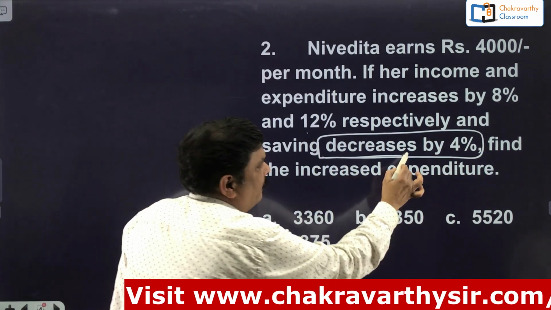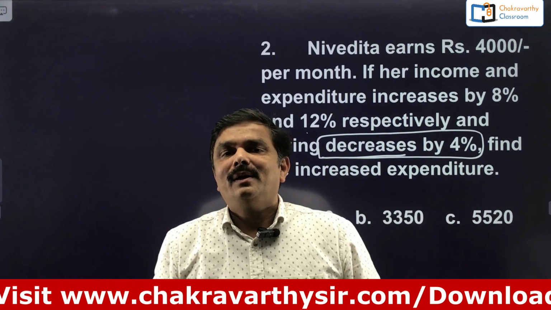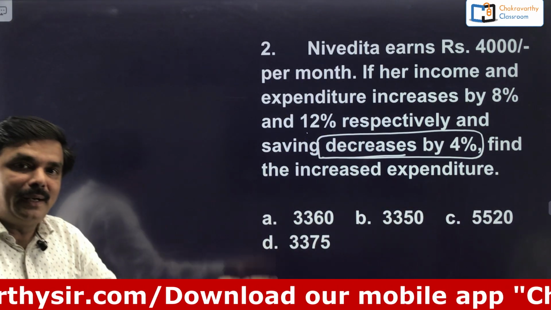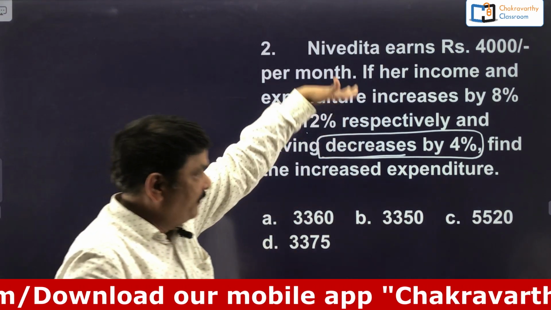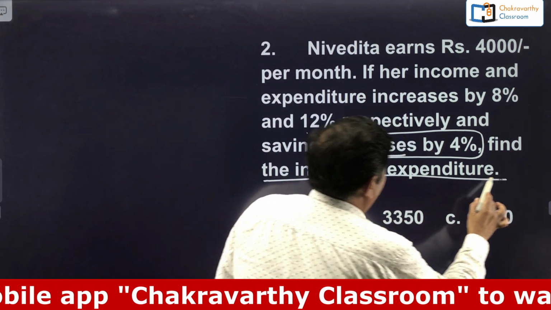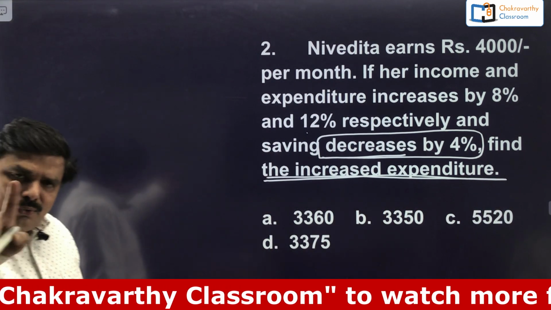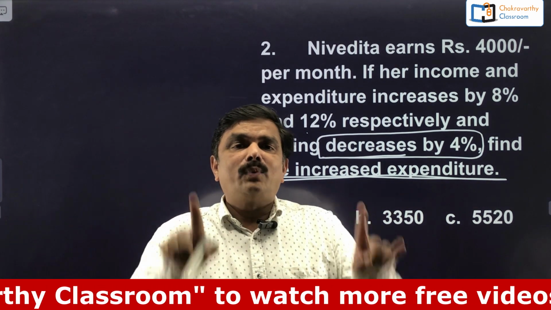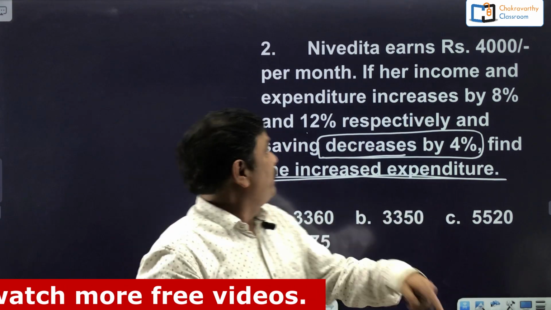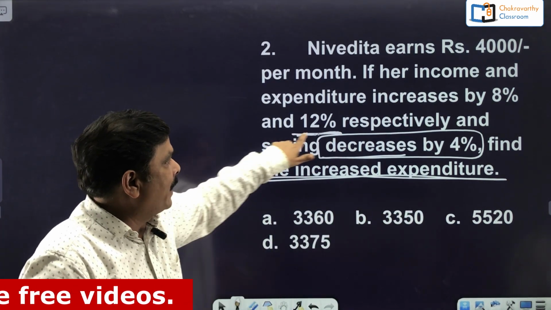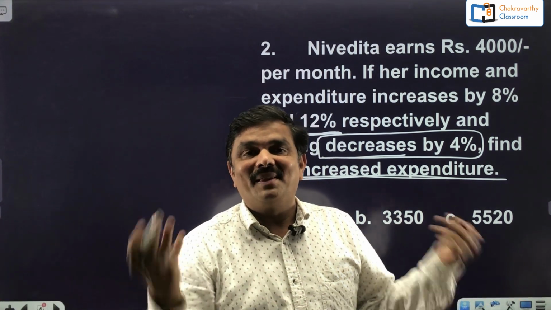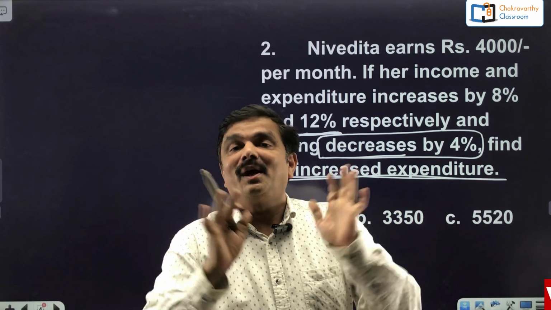Very important. We'll do this one directly with the allocation grid. Within seconds you can get the answer. Okay, income is increased, expenditure is increased, but saving is decreased. If that is the case, find the increased expenditure. First, you try to find out what is the actual expenditure. After that, we can find out the increased expenditure, because expenditure has been increased by 12%. If you know the original expenditure, plus 12% will give me the answer. How to find out that one?